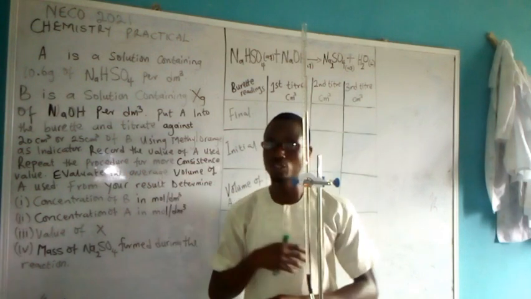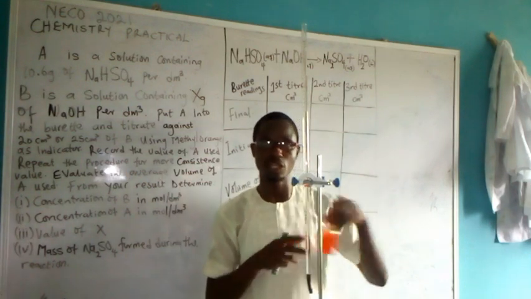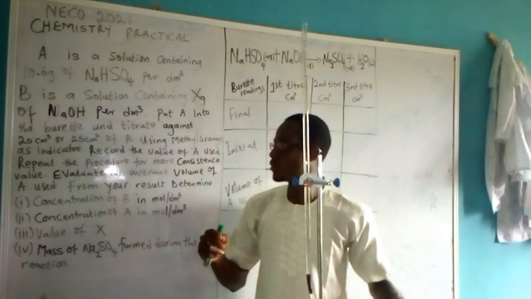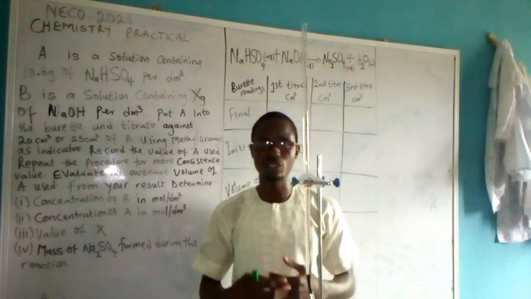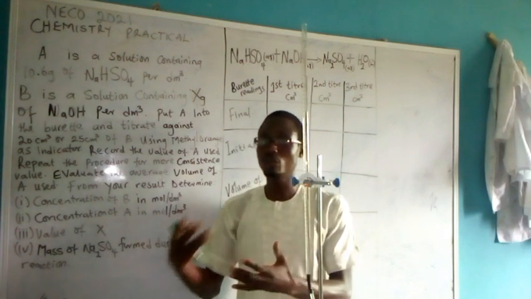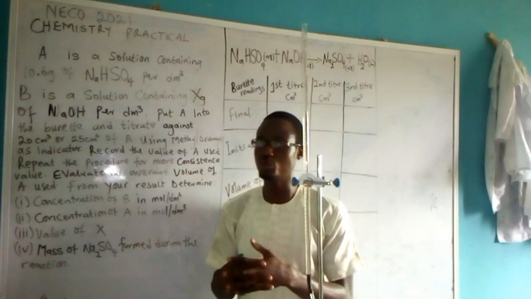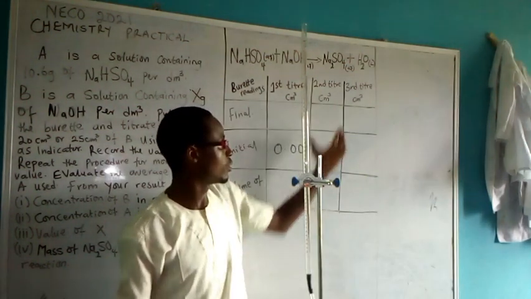Then we are going to use methyl orange as an indicator. This is the methyl orange we are using as our indicator. After this, you titrate until there is a color change. When there is a color change, you record the volume of acid used, which is VA, in this table.